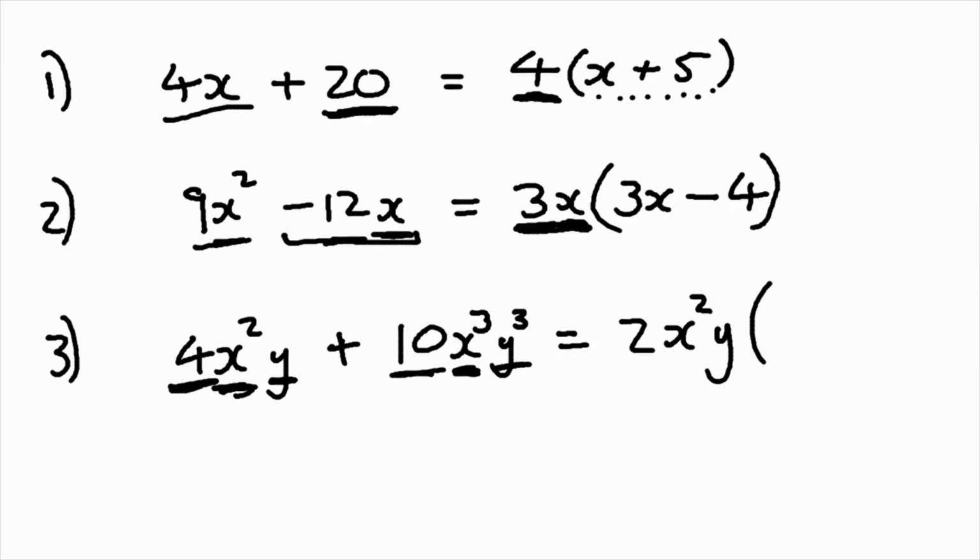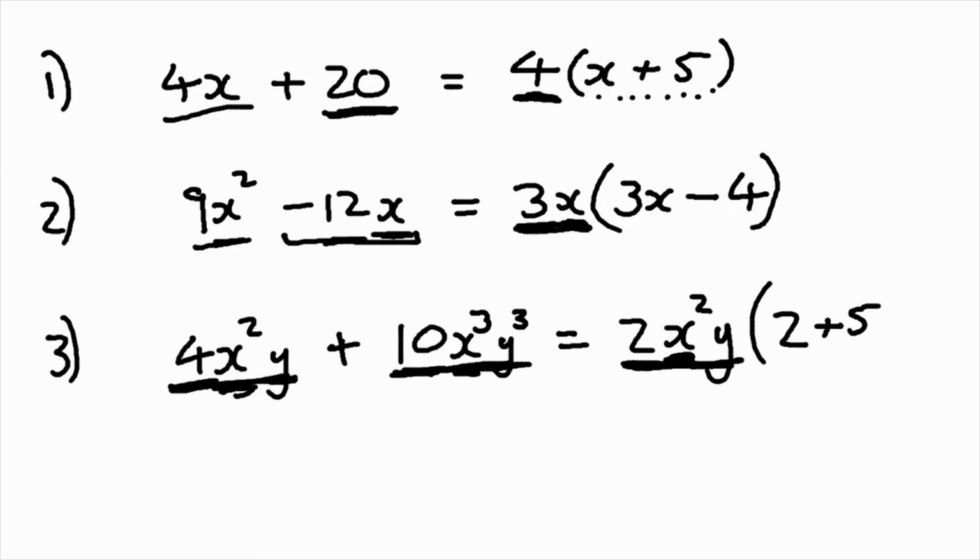What do we multiply by 2x squared y to give us 4x squared y? Hopefully you can see quickly that it's just going to be 2. What do we multiply by 2x squared y to give us 10x cubed y cubed? Let's look at the numbers first. What do we multiply by 2 to give us 10? It's going to be 5.